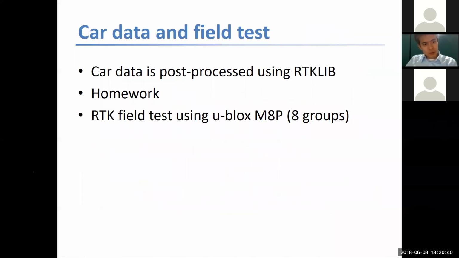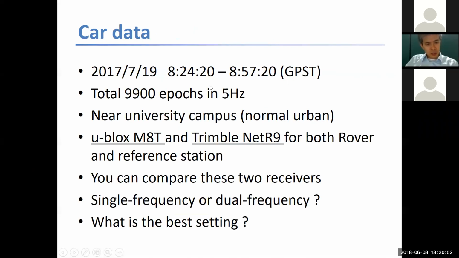So let's move on to the car data and the field test. Car data is post-processed using RTKLIB. I'll skip the homework and RTK field test. Let's see the car test data.